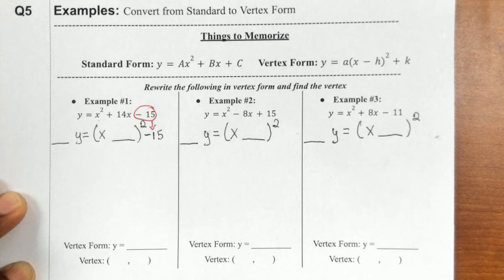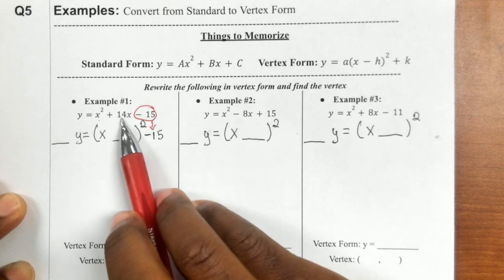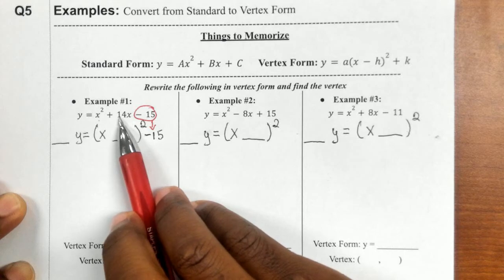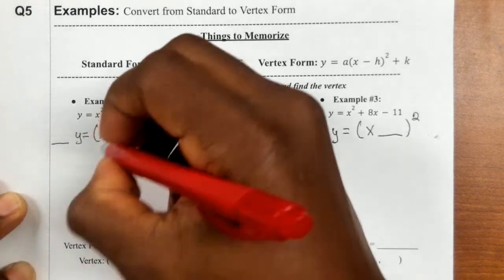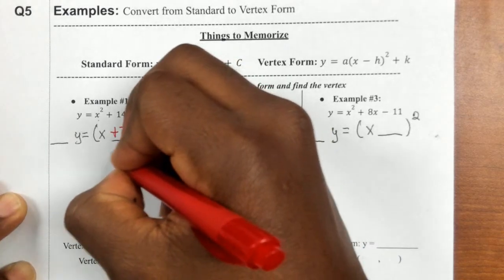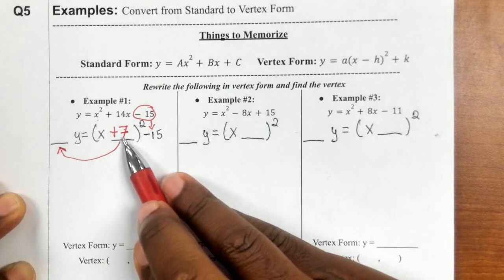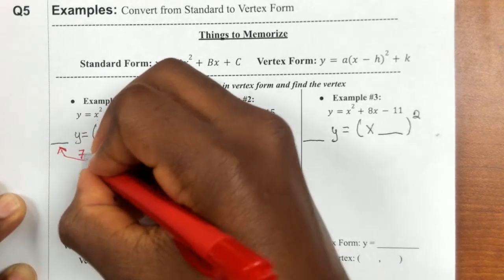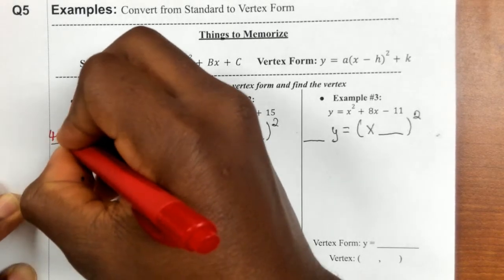Now I'm going to figure out what goes on this line. I'm going to look at my middle term, and whatever it is, I'm going to cut it in half. So half of positive 14 is positive 7. Now I'm going to bring this positive 7 to the other side. However, I'm not bringing only the 7, I'm bringing 7 squared, so I need to multiply that 7 by itself. 7 multiplied by 7 is 49.